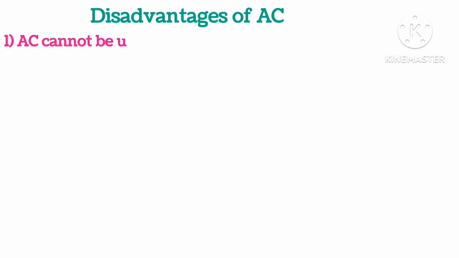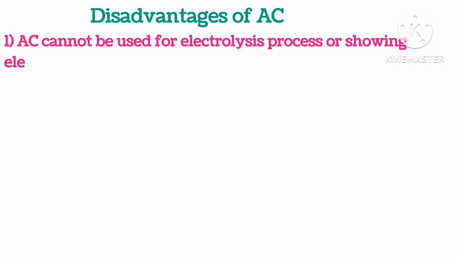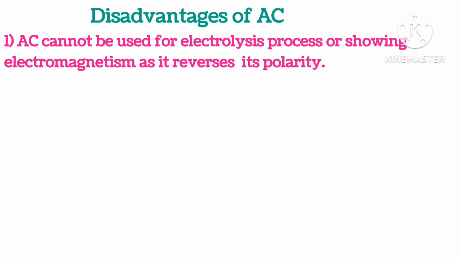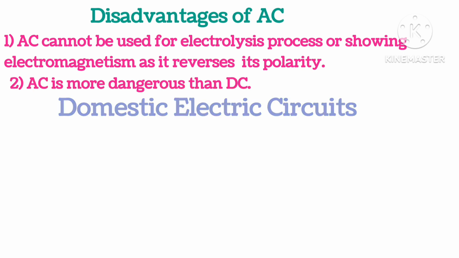Disadvantages of AC. AC cannot be used for the electrolysis process or for showing electromagnetism as it reverses its polarity. AC is more dangerous than DC.